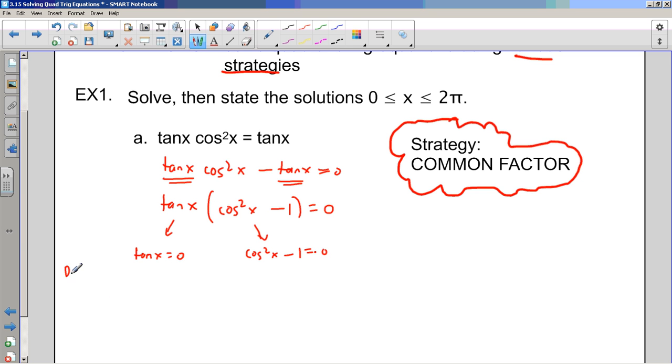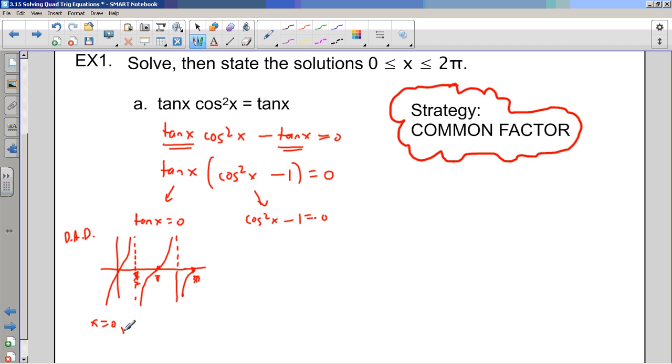Usually, when we're solving equations, we've got to draw some sort of diagram. And in fact, if you remember your tan graph, you don't remember your tan graph? There are asymptotes starting at pi over 2 and then every pi, and tan x is always increasing like this. And in fact, we get 3 solutions. We get x equals 0, x equals pi, and x equals 2 pi. 3 solutions.